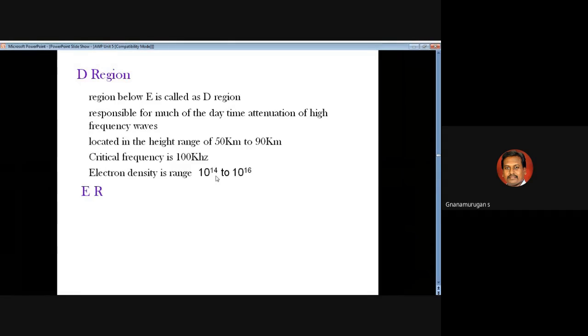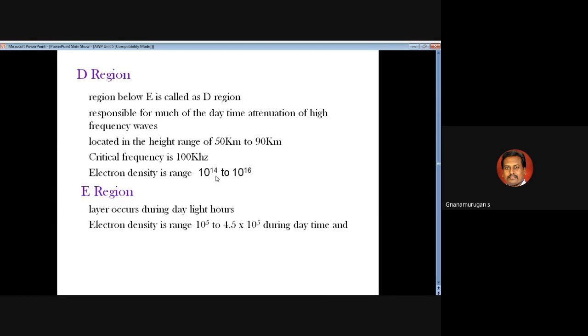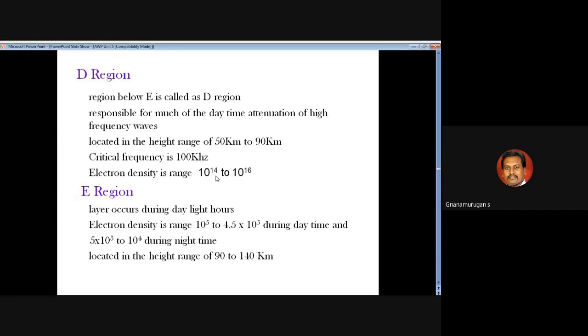Next one, the D region, or D layer. Below the E layer is called the D region. The height of this D region is 50 kilometers to 90 kilometers. The critical frequency range is 100 kilohertz, and the electron density range is 10 to the power of 4 to 10 to the power of 16. And next one is the E layer.